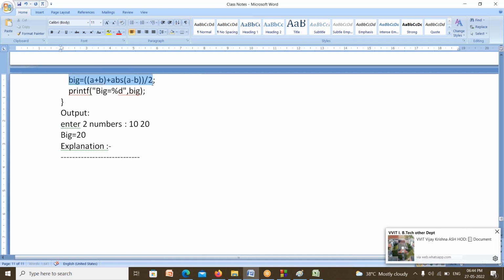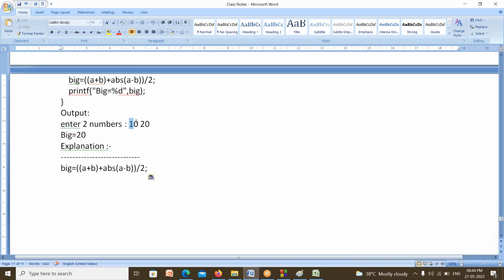What is the formula to find the big number? This is the formula: A plus B plus absolute of A minus B, whole by 2. Here A value is 10, B value is 20. Substitute the values of A and B. Big equal to A means 10 plus B means 20 plus absolute of A means 10 minus B means 20, whole by 2.